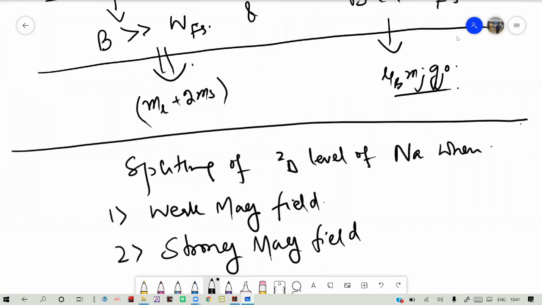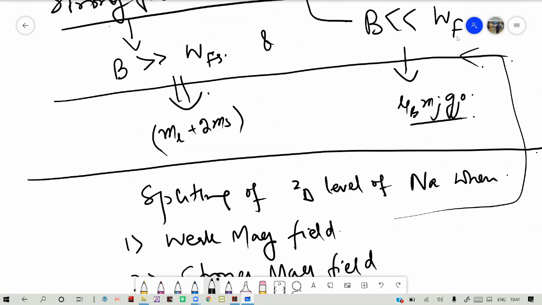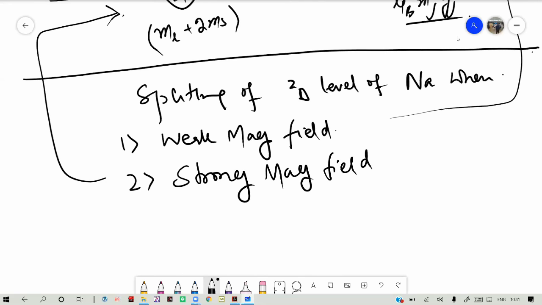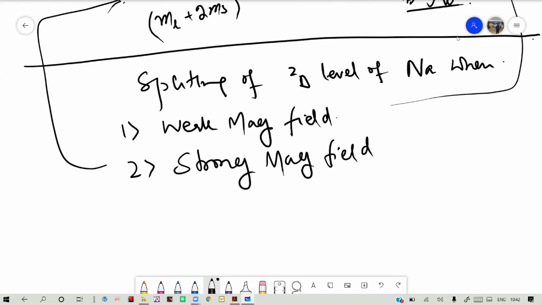Weak magnetic field here, strong magnetic field this. Both cases are of anomalous Zeeman effect. So let us take first the weak magnetic field. I will take the weak magnetic field first.